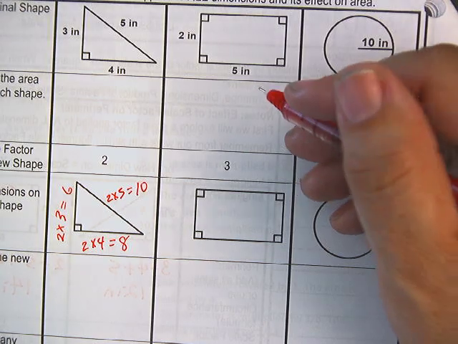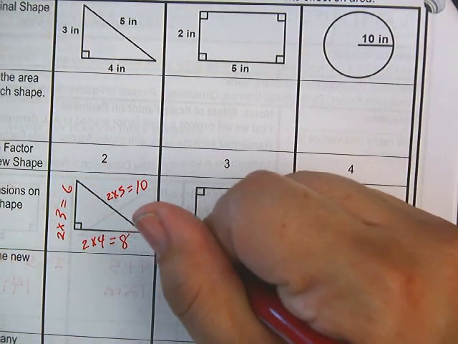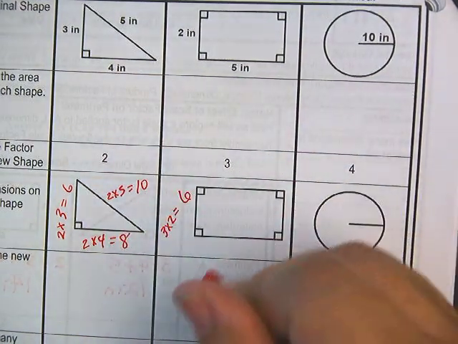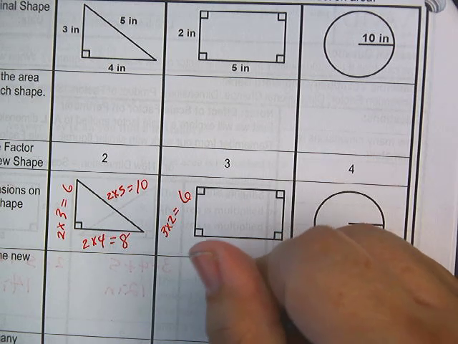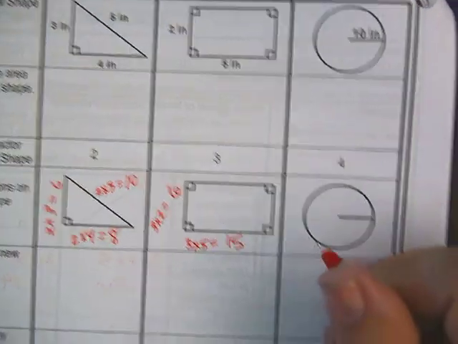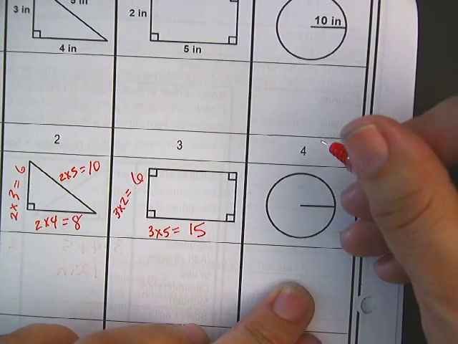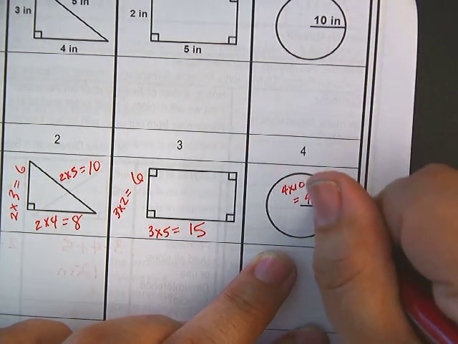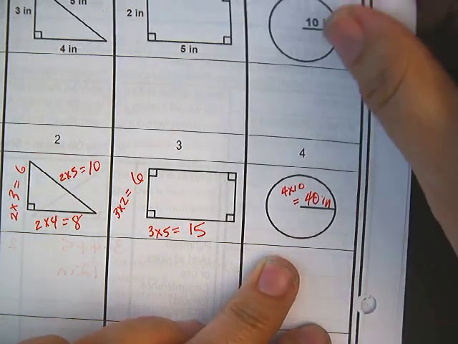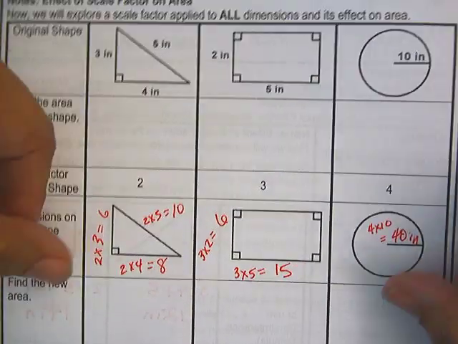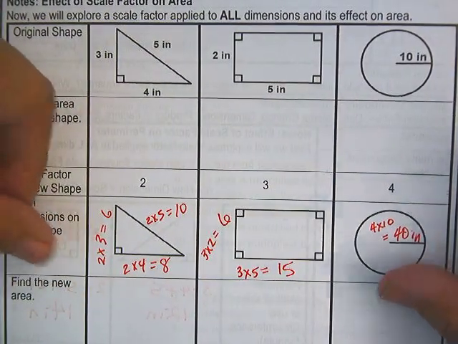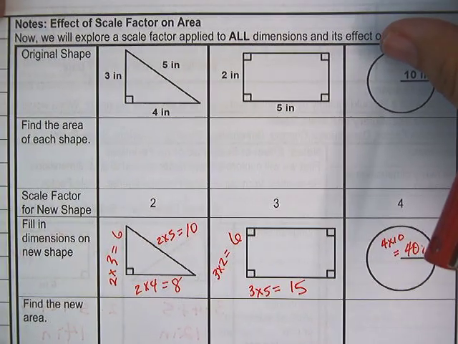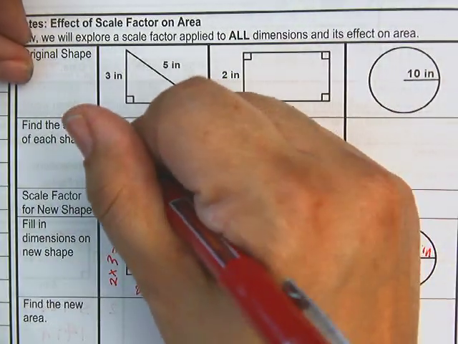Here we have a scale factor 3. 3 times 2, this is now 6. 3 times 5, this is now 15. And here I have a scale factor 4 on the 10. 4 times 10, that's 40 inches. All right? So the same dimensions we were working with before, but now instead of perimeter, we're looking at area.